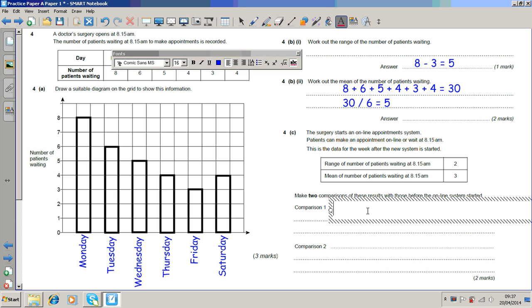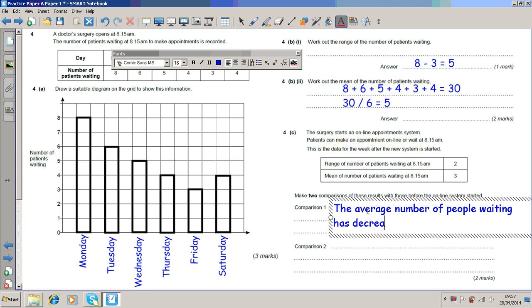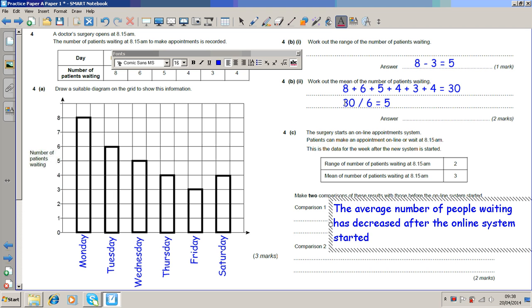So it's 1. The average number of people waiting has decreased after the online system started.